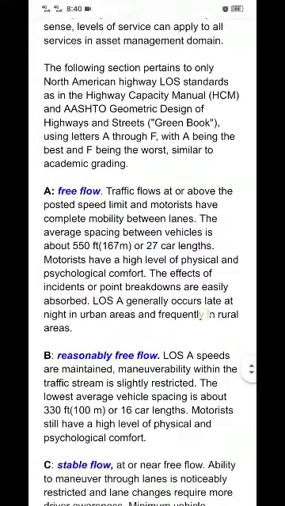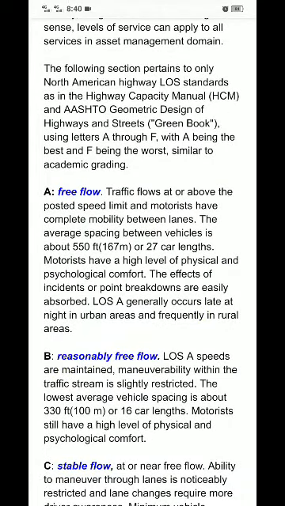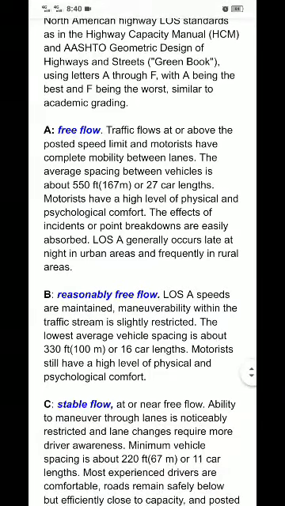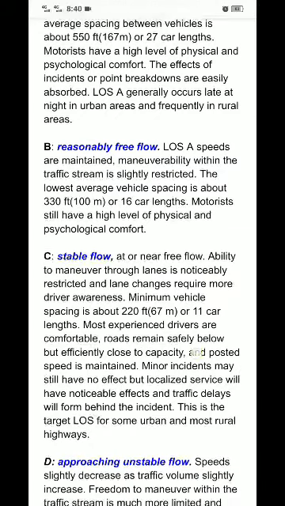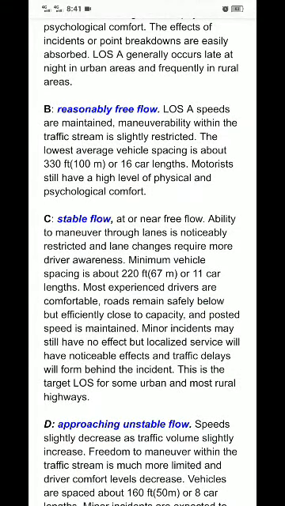So the following sections pertain only to North American highway or LOS standards. So the first is A, free flow. Traffic flows at or above the posted speed limit and motorists have complete mobility between lanes. So the letter B is reasonably free flow. Like LOS A, speeds are maintained, though the ability to maneuver within the traffic stream is slightly restricted. The average vehicle spacing is about 330 feet or 100 meters, or 16 car lengths. Motorists still have a high level of physical and psychological comfort.